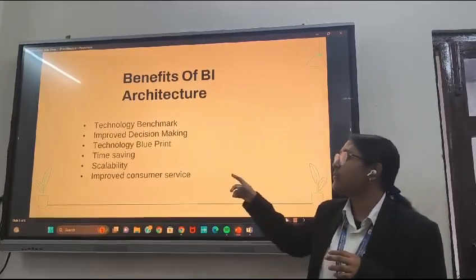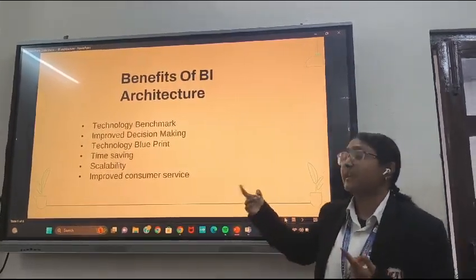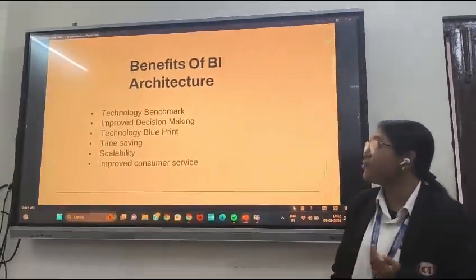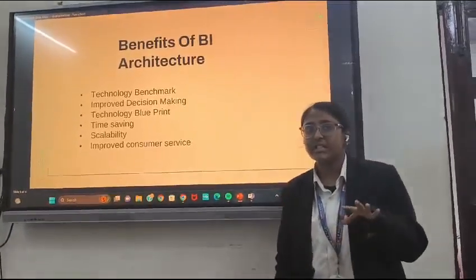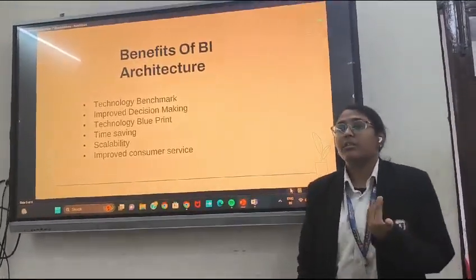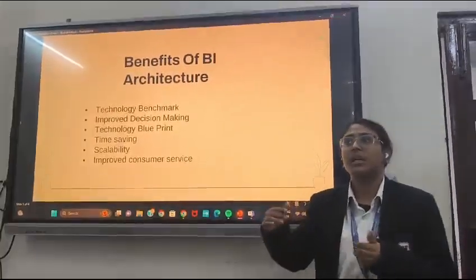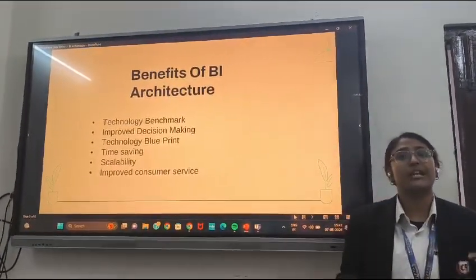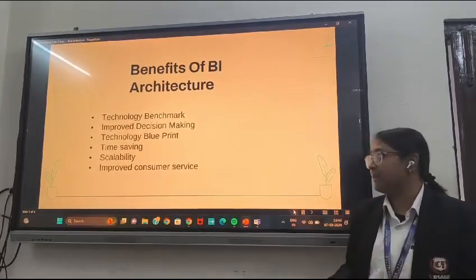Then scalability: it is scalable and helps the business grow and expand in an effective manner. The last point is improved consumer service or satisfaction. BI not only helps to track what problem the customer is having, but also ensures that the problem gets solved on a timely basis.